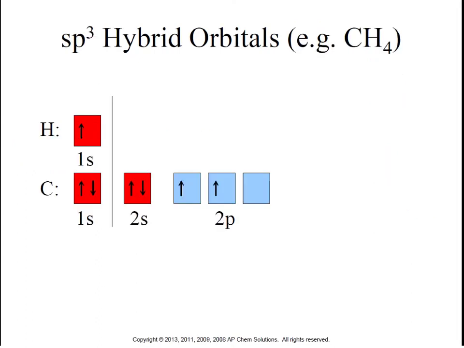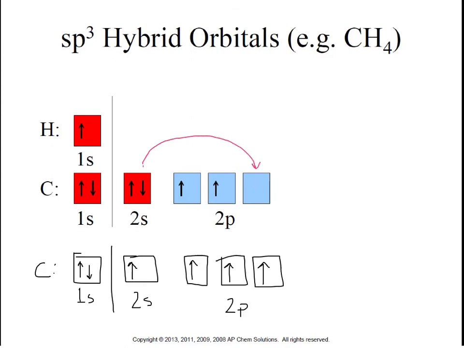But the fun doesn't stop with sp2. There's all kinds of hybrid orbitals. Let's take a look at methane, which is CH4. So if we look at carbon, according to its orbital notation, it really only has two places that it can share electrons. So what does it do? It's going to promote one of its electrons from the 2s up to this empty 2p.